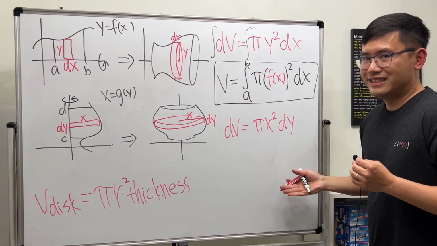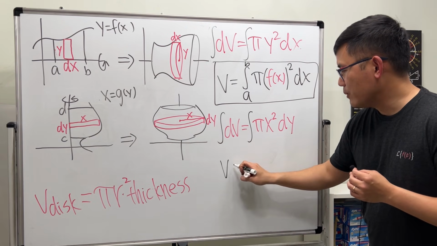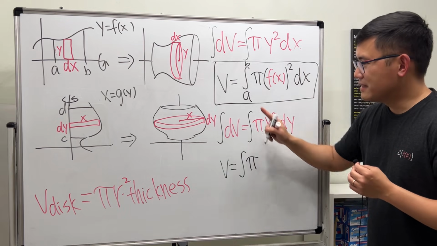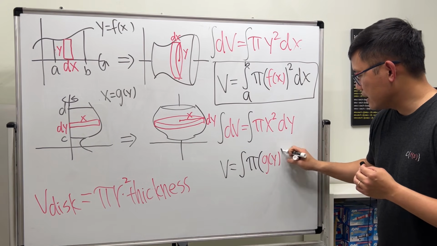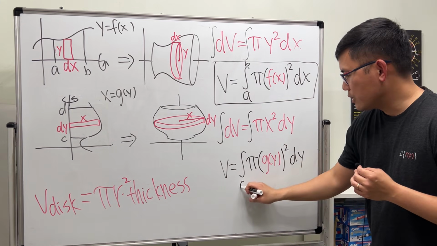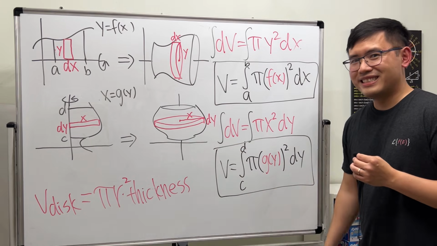So dV equals this, and then just integrate both sides, and we get the volume equals the integral pi x, which is the same as g of y, so let's replace that, and the square, and then dy, and y in our situation goes from c to d, and this right here will do it.